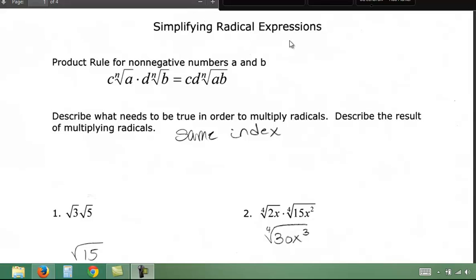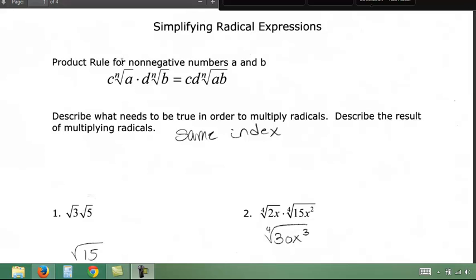I asked you to do page 69 and 70. So if you're looking at page 69, here's a product rule. And if we look at it, notice that when you're multiplying two radicals, your indexes need to be the same. And then your result, your index, is the same as it was.